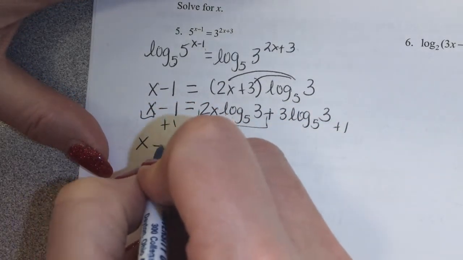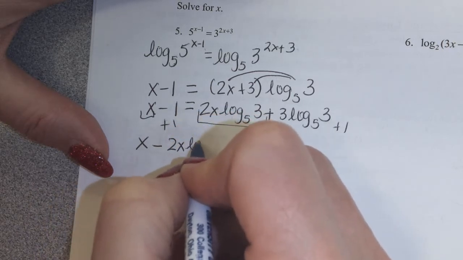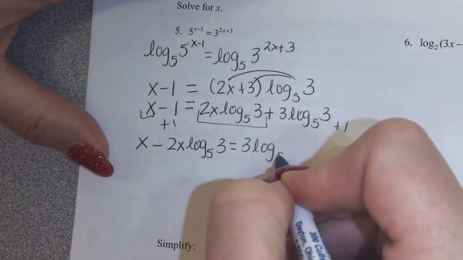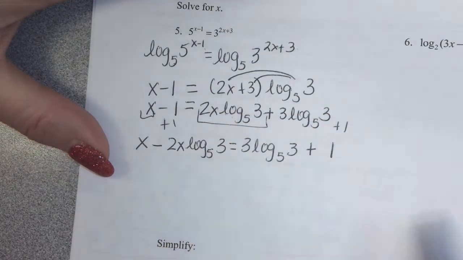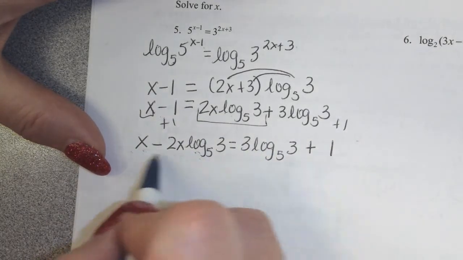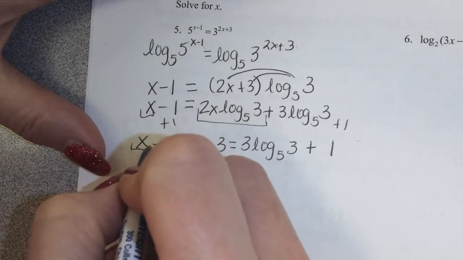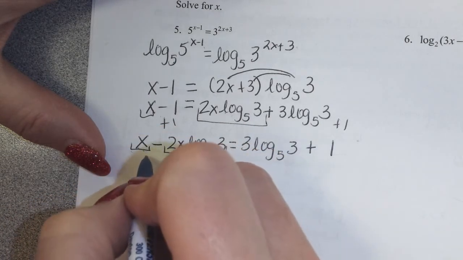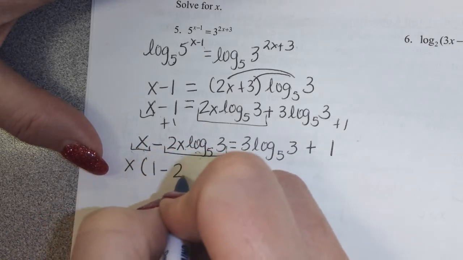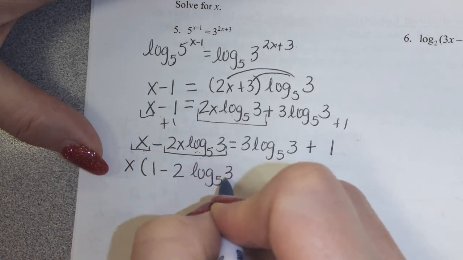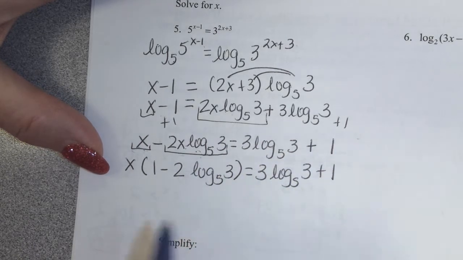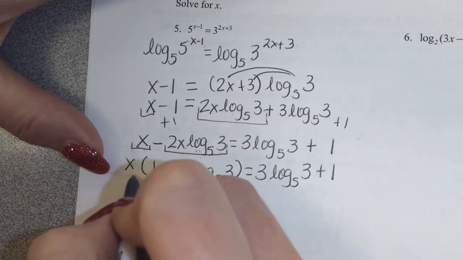So now I'm going to have x minus 2x log base 5 of 3 equals 3 log base 5 of 3 plus 1, because I added that 1 to both sides. At this point, I'm trying to solve for x. I've got an x here and an x here. So each of these terms has an x in it. I can't subtract them because they're not like terms, but I can factor out an x. So now to get x by itself, I have to divide by all of this.